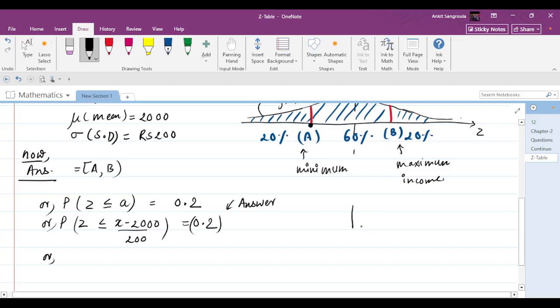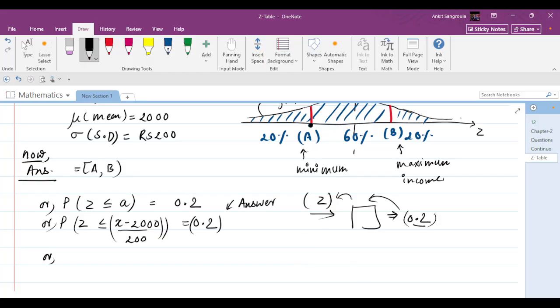So let's say we have this Z table. When we plug in the value of this particular quantity, that is Z, then we get the output as 0.2. Now in order to get the value of Z, we need to reverse this process. That means we need to enter the value of 0.2 in the Z table and get the output as Z. So how do we do this? Now we shift on to the Z table.